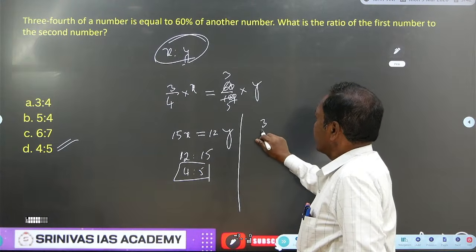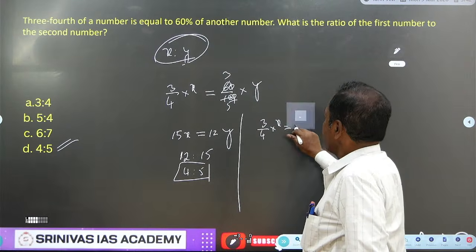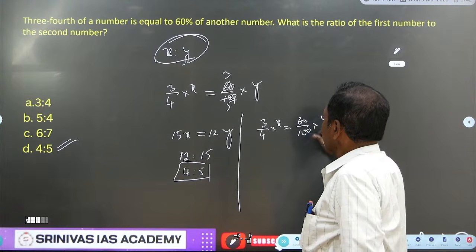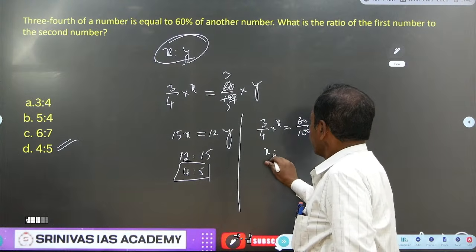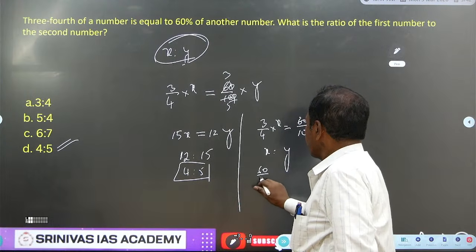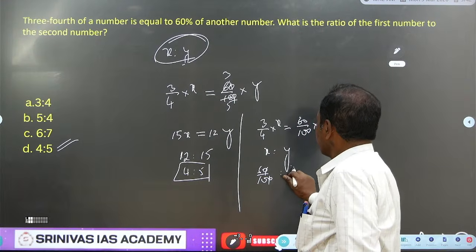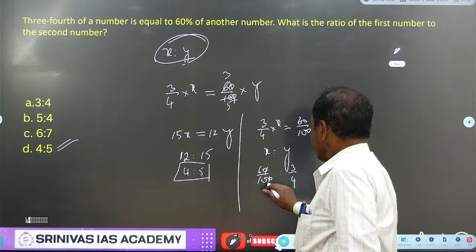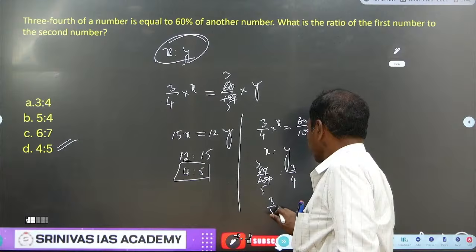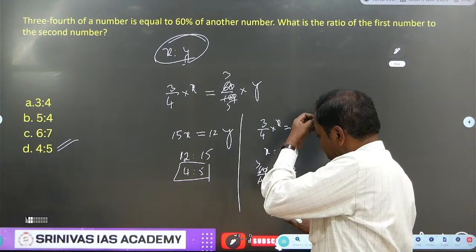Sir, one more doubt, sir. One minute. x equals 60 by 100. Let's check that. x is to y equals 60 by 100, which means you can take it as 3 by 4. 2 3s are, 2 5s are. Even 3 by 5 is to 3 by 4, that is 20.